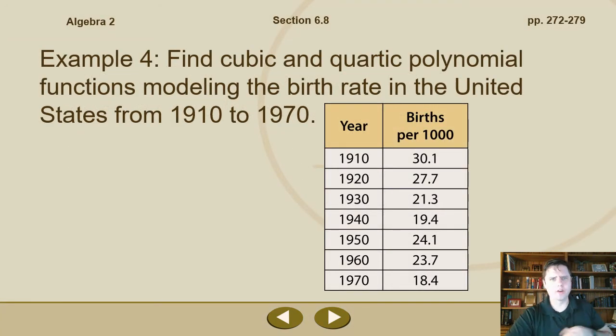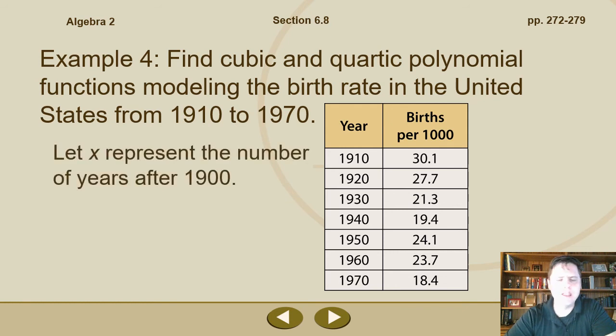Now, example 4 asks us to find the cubic and quartic polynomial functions modeling the birth rate in the United States from 1910 to 1970. And what it does is it says, let x represent the number of years after 1900. And then they put this into the calculator using the stat plot function. So what you would do here is 1910 just becomes 10. This becomes 20, 30, 40, and so on.